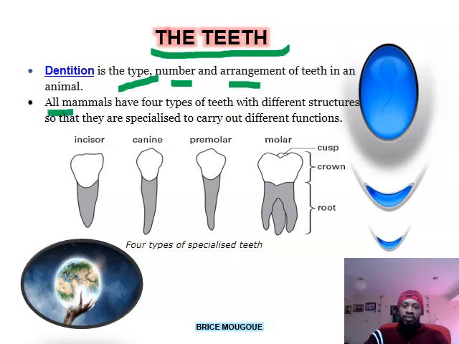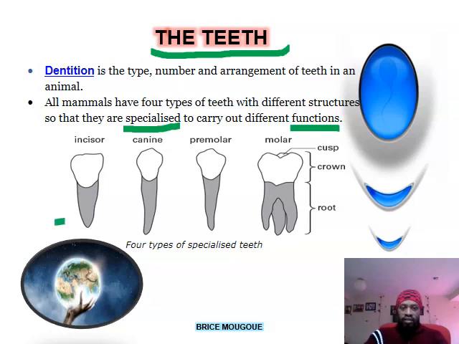In all mammals, there are four types. In this case, we're looking at mammals. In mammals, there are four major types of teeth with different structure. And since they have different structure, they will have specialized functions. Each one based on its own structure will have a special function.